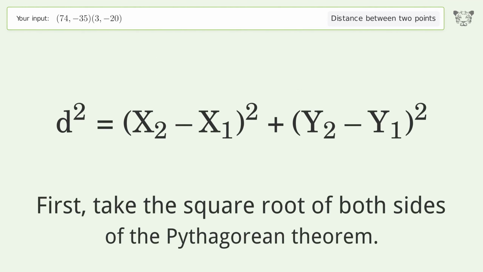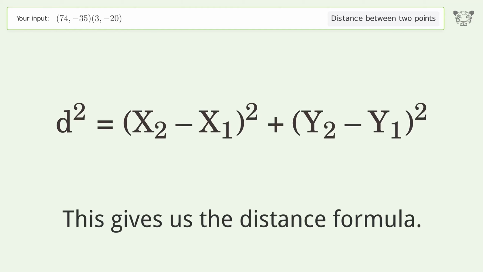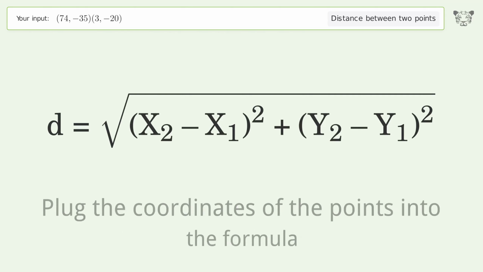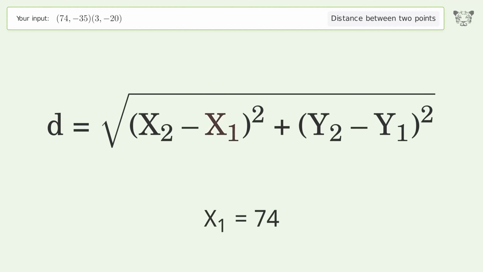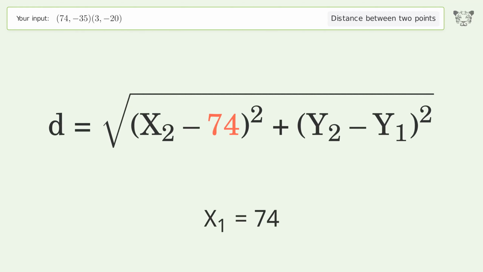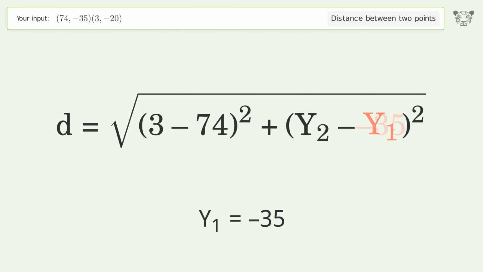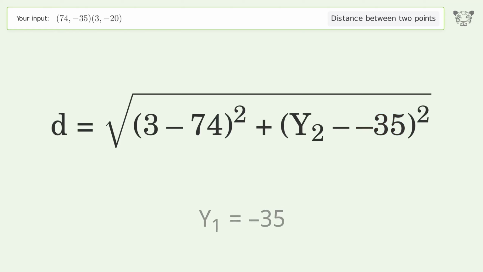First, take the square root of both sides of the Pythagorean theorem. This gives us the distance formula. Plug the coordinates of the points into the formula. x1 equals 74. x2 equals 3. y1 equals -35. y2 equals -20.